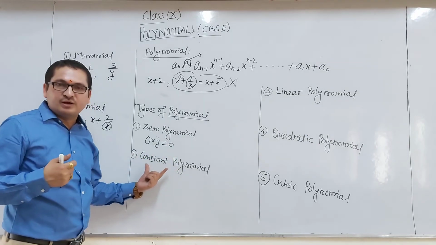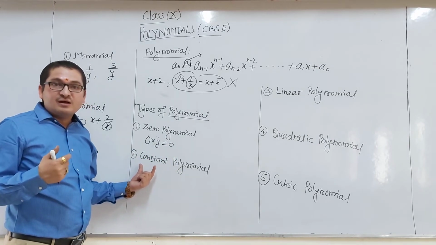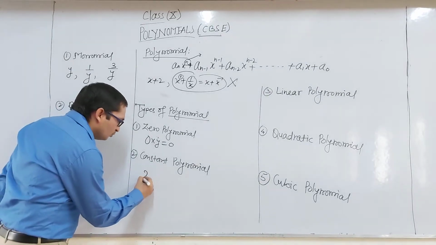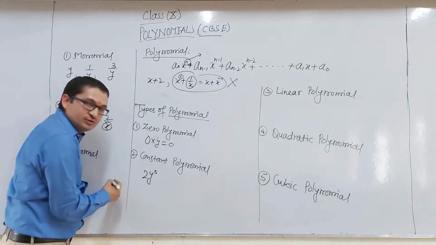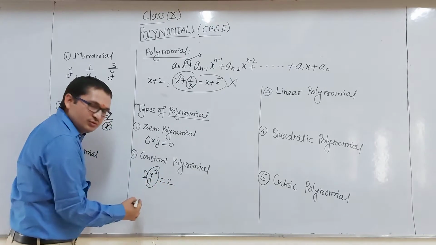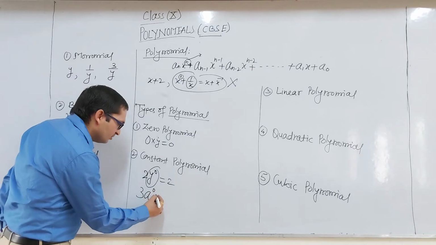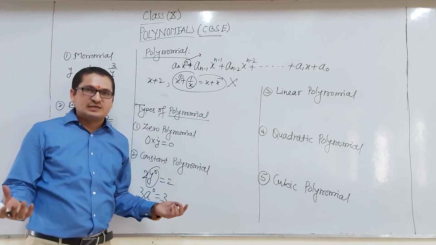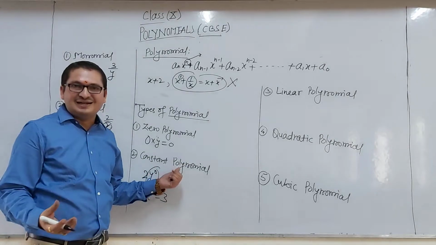Constant polynomial. A polynomial in which the power of the variable is 0. For example, 2 you can write as 2y raised to 0, the reason being y raised to 0 is 1, so you can write just 2. 3a raised to 0 is 3. So 2, 3, all real numbers are called constant polynomials.